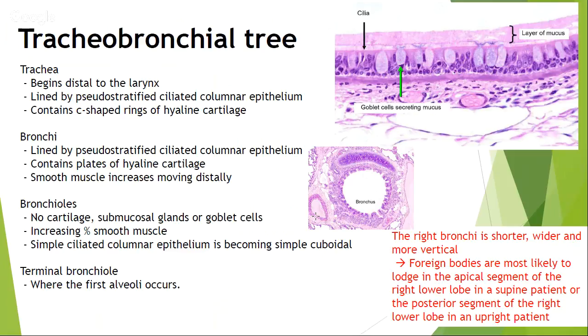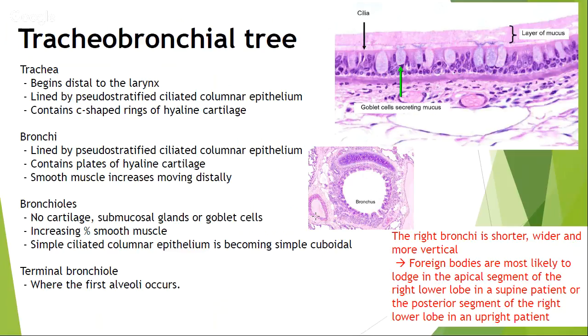Bronchioles then have no cartilage at all and contain smooth submucous glands or goblet cells, and they've got more smooth muscle again. At this point, the simple ciliated columnar epithelium is transitioning to simple cuboidal, and then the terminal bronchiole is where the first alveoli occur.